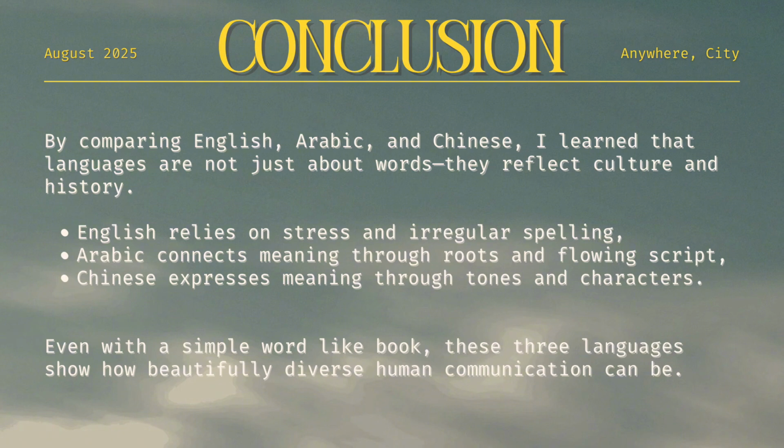In these 3 languages, book in English is book, but in Arabic it's kitab, and in Chinese it's shū. So we can see that there's nothing arbitrary about the right word, nothing inherently linked to it. It just so happened that people agreed to call it that, but it's beautiful how different these languages are.